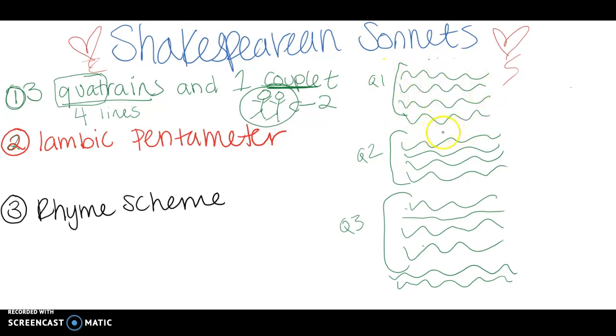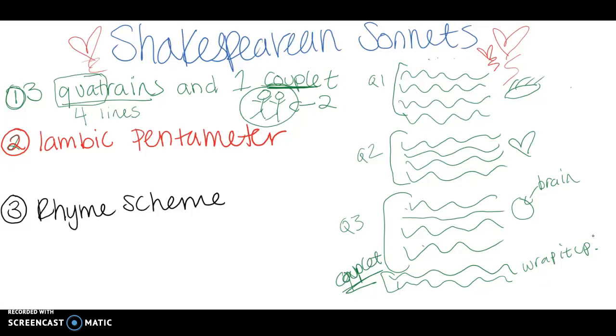Quatrain number 1 goes together. Quatrain number 2, the lines relate to one another. Quatrain number 3 are all talking about the same topic. And then the last 2 lines, the couplet, have to do with the same topic as well, usually around how much they love somebody. So this might be about the person's eyes. This one might be about their heart, and this one might be about their brain. And this one and the couplet might wrap it up.